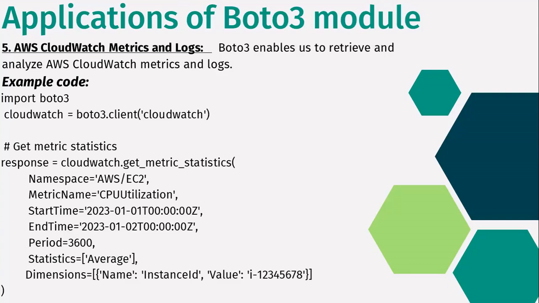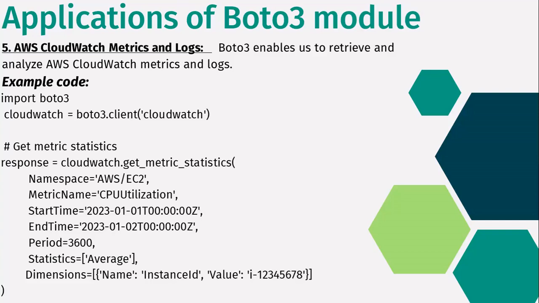So the first line, as I've already said in the previous slides, imports Boto3. Now let's move on to the code explanation. An instance of the CloudWatch client is created. Whenever we have to create an instance, we use the Boto3.client method. The CloudWatch object will be used to interact with Amazon Web Services CloudWatch metrics.